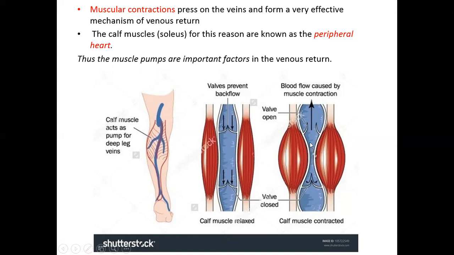So the blood tries to flow in both the directions, but it cannot flow to the lower direction because the valves will close when the blood tries to move to the lower aspect, whereas it can move to the superior aspect because the valves get open. So this is how the muscular contractions help the venous blood to move towards the heart. So it is an effective mechanism of venous return, especially it works against gravity. And soleus is a major muscle which helps in venous return by its contractions.